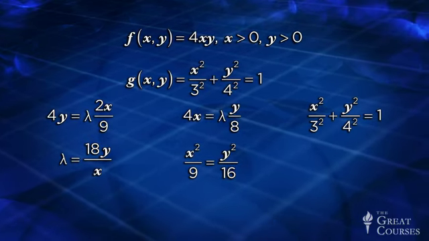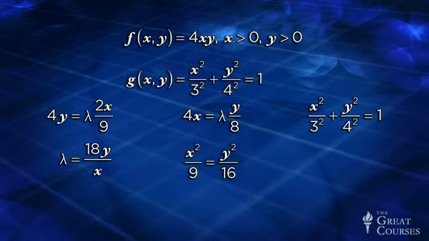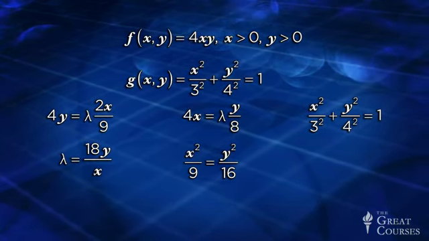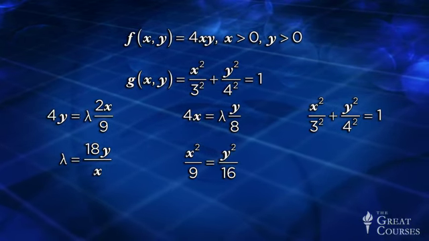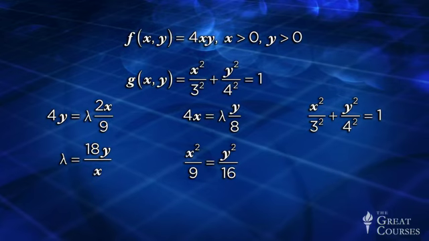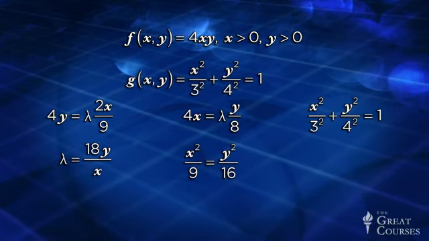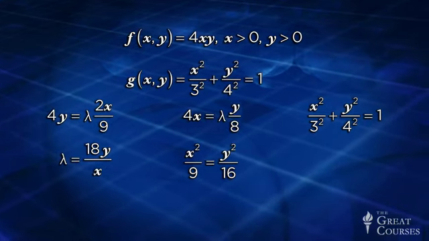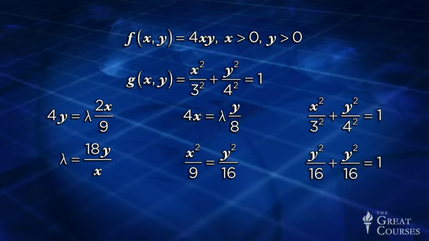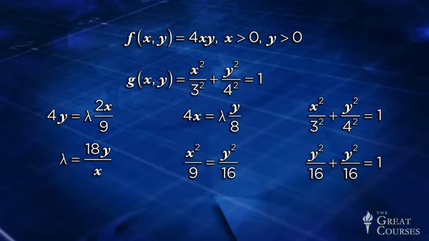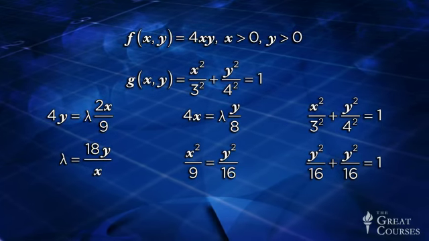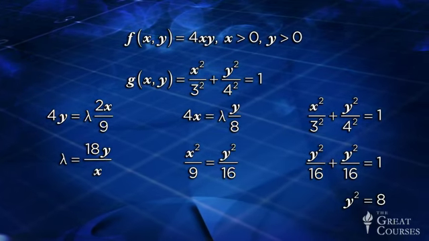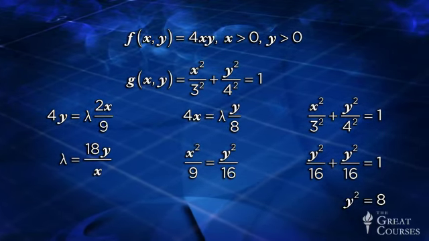So we're almost there. We know that x squared over 9 equals y squared over 16. Let's move down to that constraint equation and use this fact by replacing the x squared over 9 with y squared over 16. So instead of x squared over 9 plus y squared over 16 equals 1, the constraint, I now have y squared over 16 plus the same thing, y squared over 16 equals 1. That means that 2y squared is 16, or y squared is 8. Now we're getting somewhere. Y squared is 8.